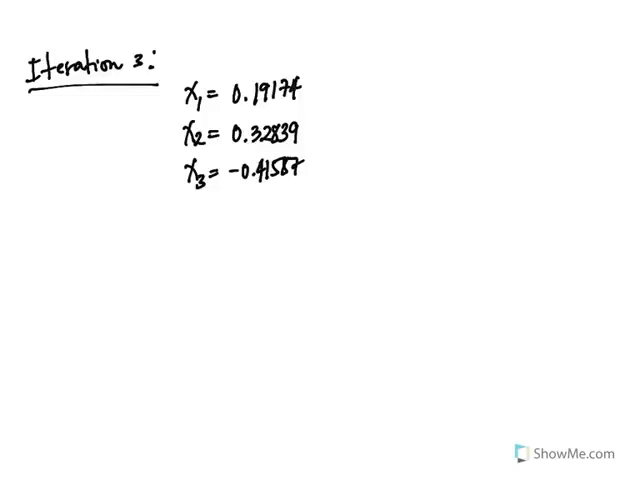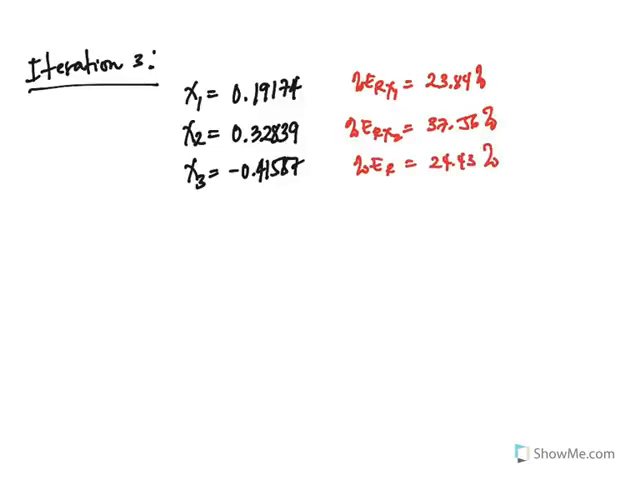And then the relative errors, okay, for x1, we will be getting 23.84%. For x2, we will be getting 37.56%. And then for x3, you have 24.43%. So you see, tumaas yung error natin sa x2, pero bumaba na yung error sa x1. So again, goal natin, mapababa sila lahat ng less than 10%.